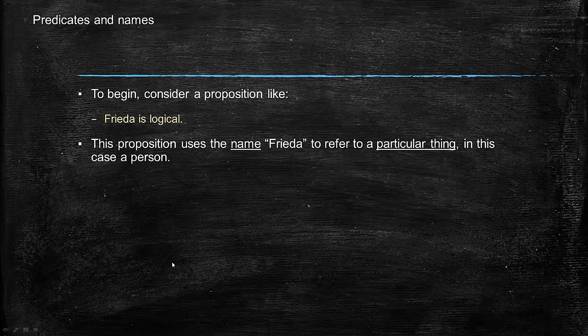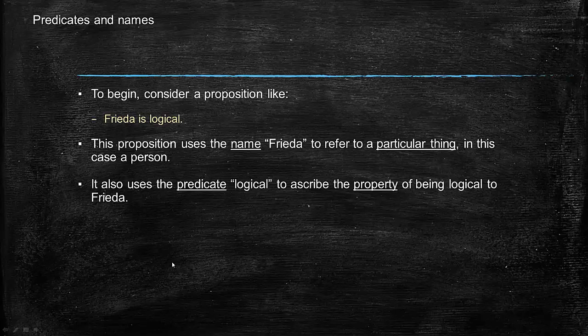Now, this proposition uses the name Frida, just like you have a name, Frida, to refer to a particular thing. A person is a particular kind of thing. And it also uses the predicate, logical. We call something a predicate because it ascribes a certain kind of property. Predicates designate properties. So being logical is a property that is being ascribed to or predicated of Frida.